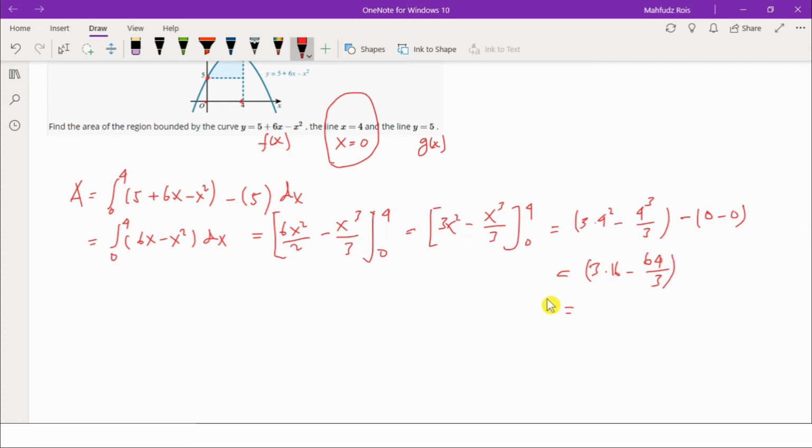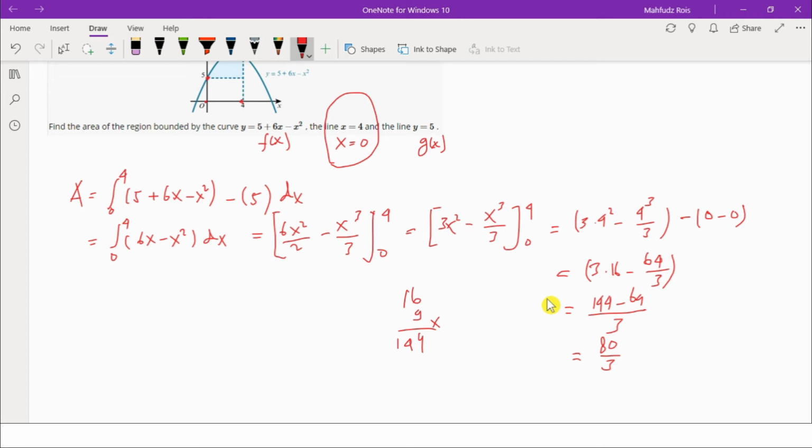How many? 3 times 6, or if we multiply 6 by 3 over 3, so 9. 16 times 9, how many? 144 minus 64, so it will be 80, right? So 80 over 3.